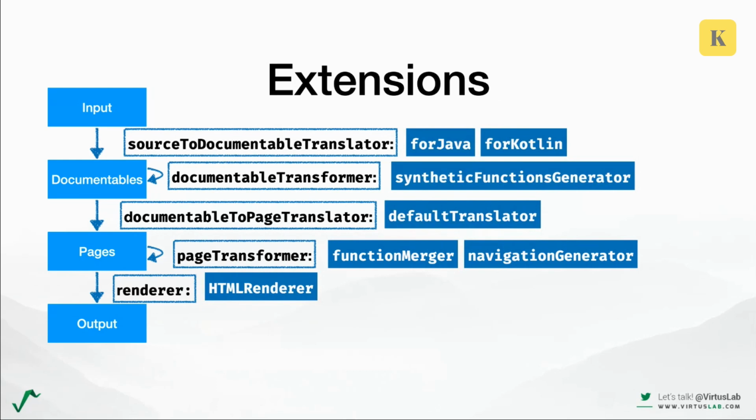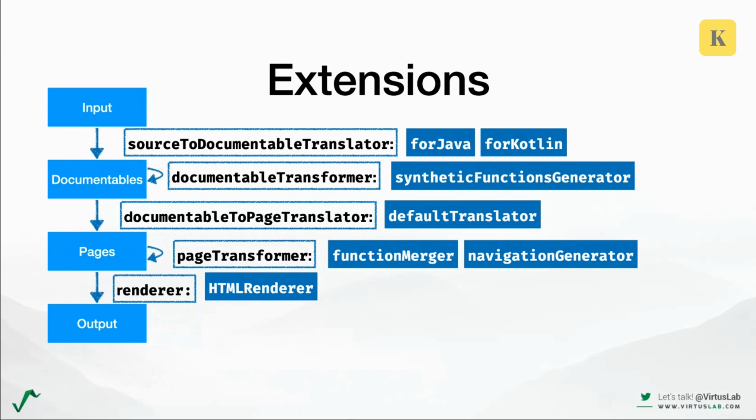So basically, in this run, we want to parse both Java and Kotlin sources. So we installed two default source to documentable translators. Also, we want to add some synthetic functions. So we added some plugin that is adding a synthetic function generator extension. It's a made up extension, but it may look like that. Then we are using the default translator to transform documentable into pages, and two page transformers. One is merging functions with the same name, and the other is generating navigation for our documentation. And we then want to render it just to plain HTML.